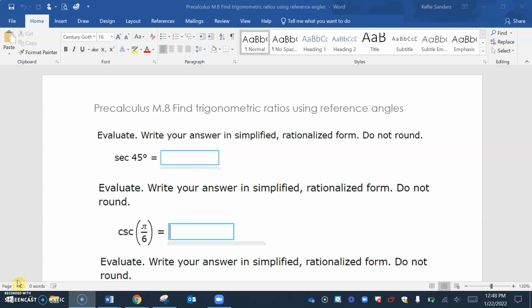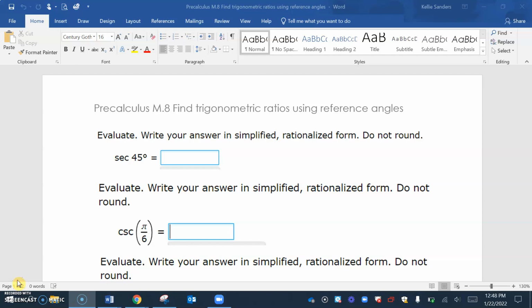M8: Find trig ratios using reference angles. And this is just a review of M7. It's a continuation, so we're really not going to be learning anything new. It's just a reinforcement because these are so important.